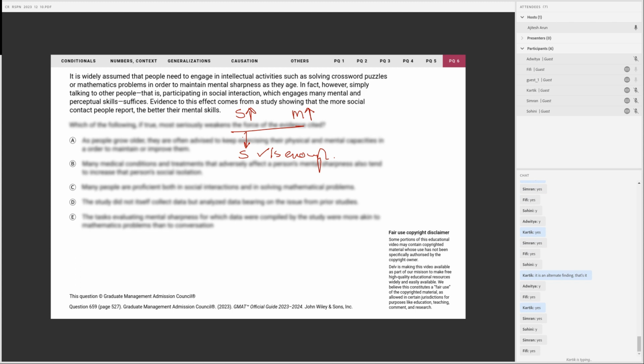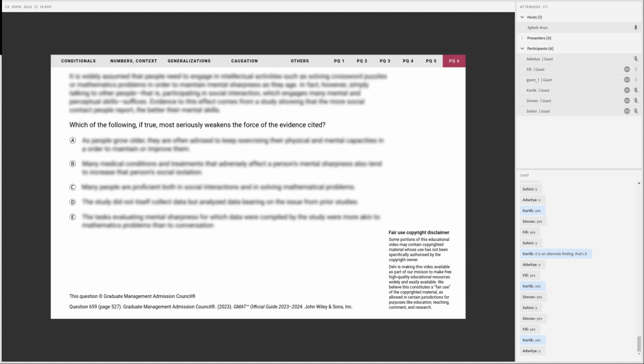Got a yes, got a couple of yeses. Very good. Now let's look at the stem. Which of the following, if true, most seriously weakens the force of the evidence cited? Again, nothing special. Option A.